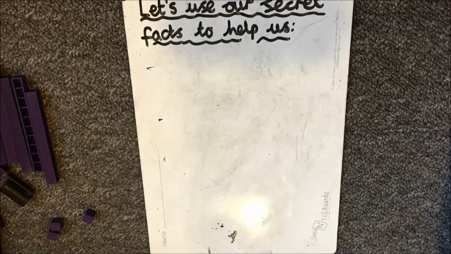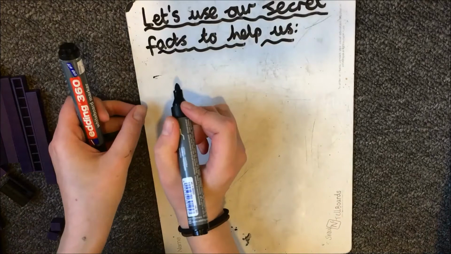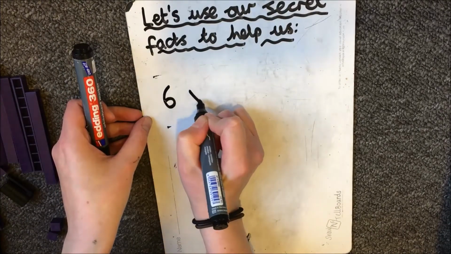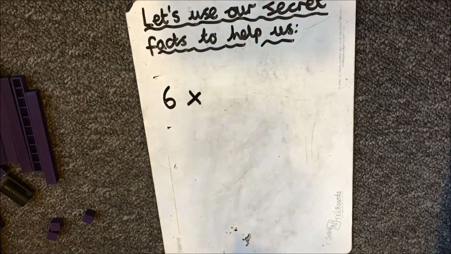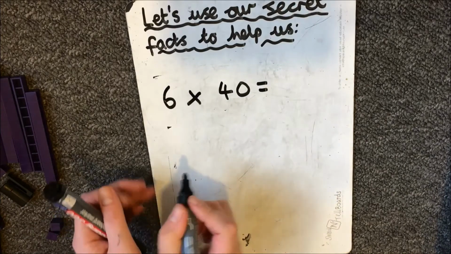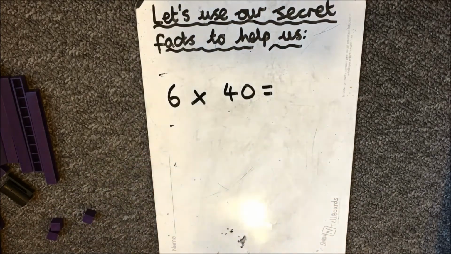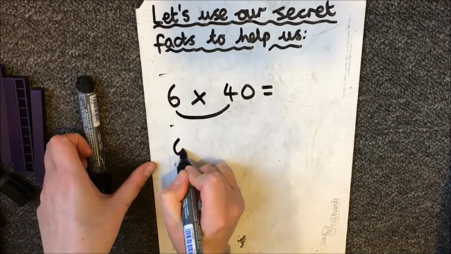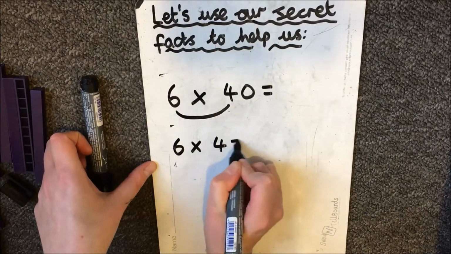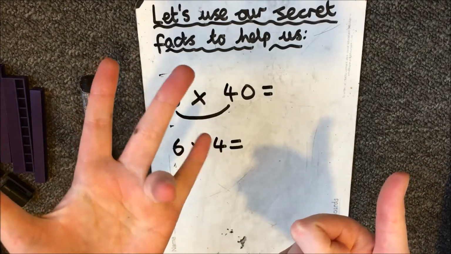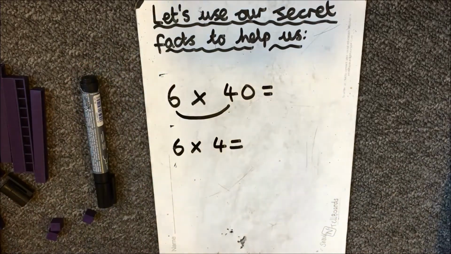Okay, this time we're going to do 6 times 40. If you're confident, have a go. Find the secret times table first. So what's our secret times table? Our secret times table is 6 times 4. 6 times 4, 6 fingers up, ready? 4, 8, 12, 16, 20, 24.